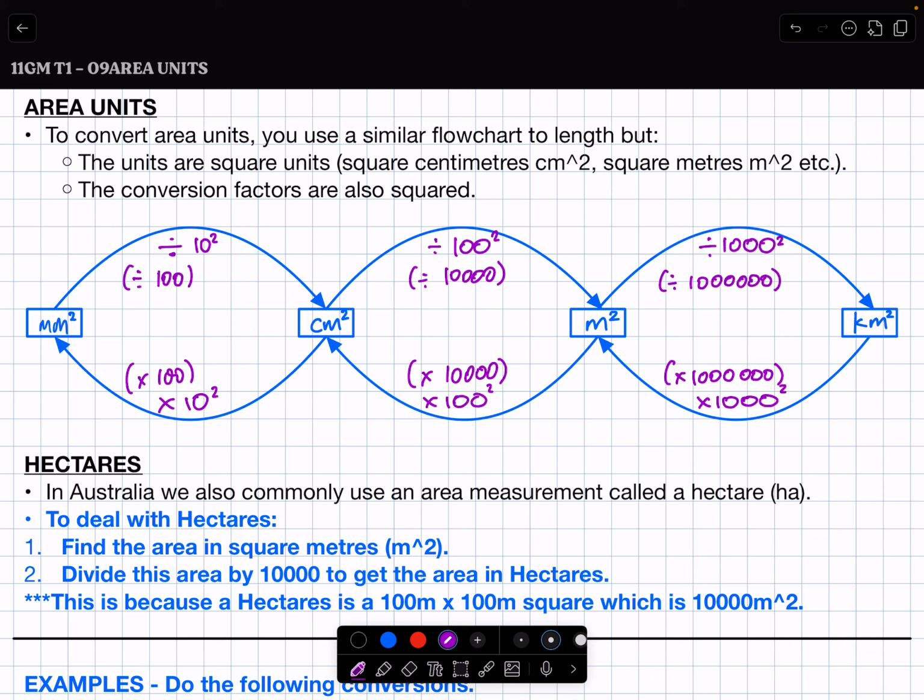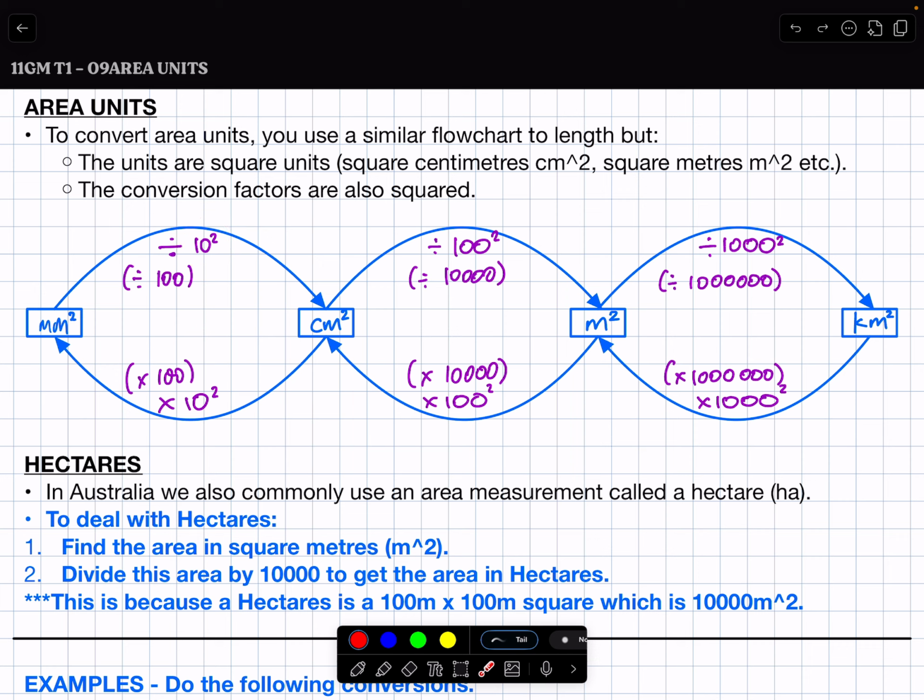So to convert area units, you use a similar flowchart to length. It's basically the same, but what do you notice? All the elements on the chart have been squared, so the units are squared, and also the conversion factors are also squared. So before on the length there was 10 millimeters in a centimeter. Now there's 10 square millimeters in a square centimeter. Why? Because a centimeter is 10 by 10. A millimeter square, 10 by 10 is 100, which is what 10 squared is.